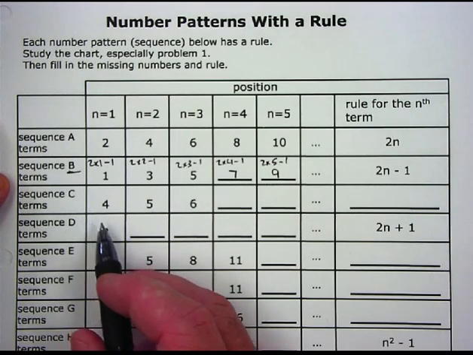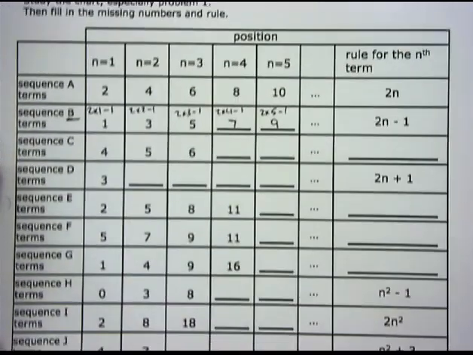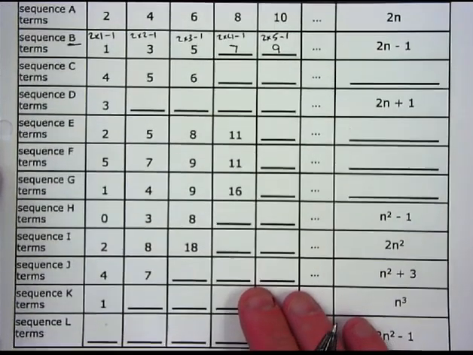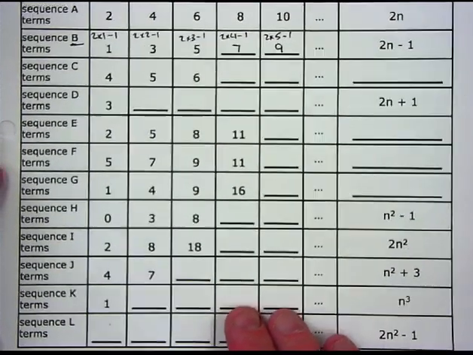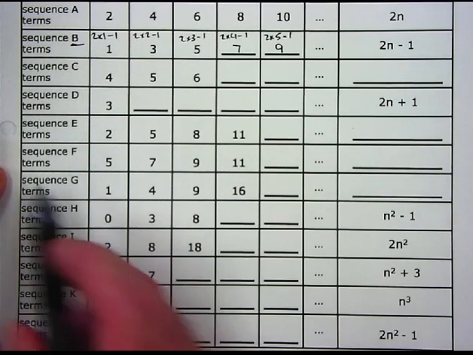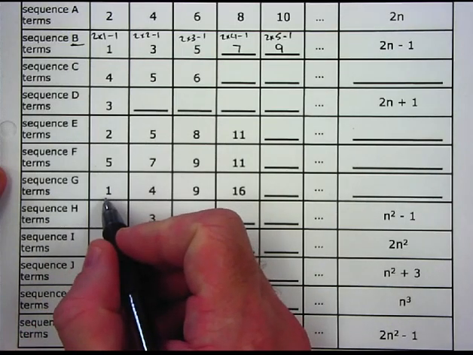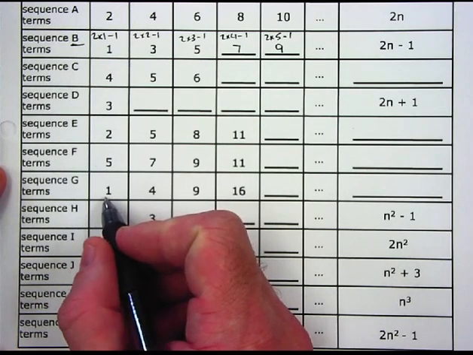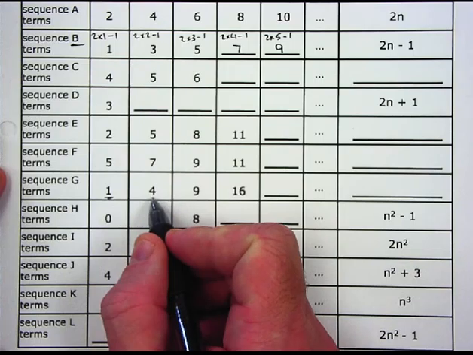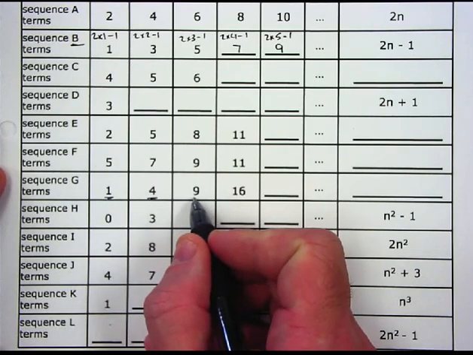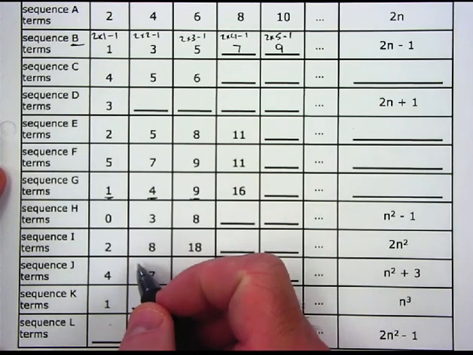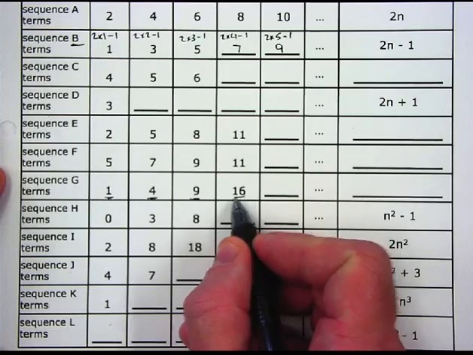Okay, let's pick one where they haven't given us the rule. Let's look at sequence G. Okay, the first term, when n equals 1, the term equals 1. When n equals 2, the term equals 4. When n equals 3, the term equals 9. When n equals 4, the term equals 16.